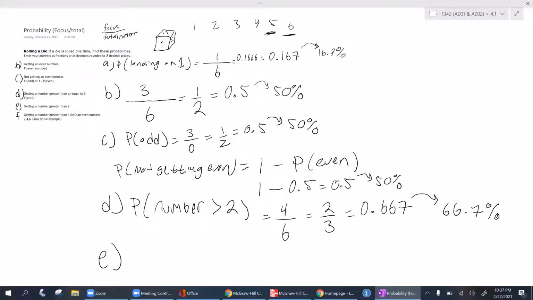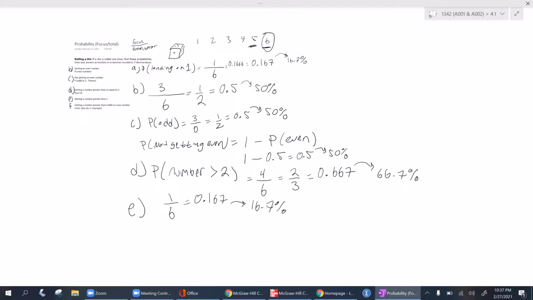So I narrowed down my choices, but the other part states, and it is an even number. So I can only choose between 5 and 6. Are those both an even number? No, only 6. Only 6s. Meaning that the probability of getting a number greater than 4 and it's an even is 1 over 6. In other words, this is 0.167 or 16.7%. All right.